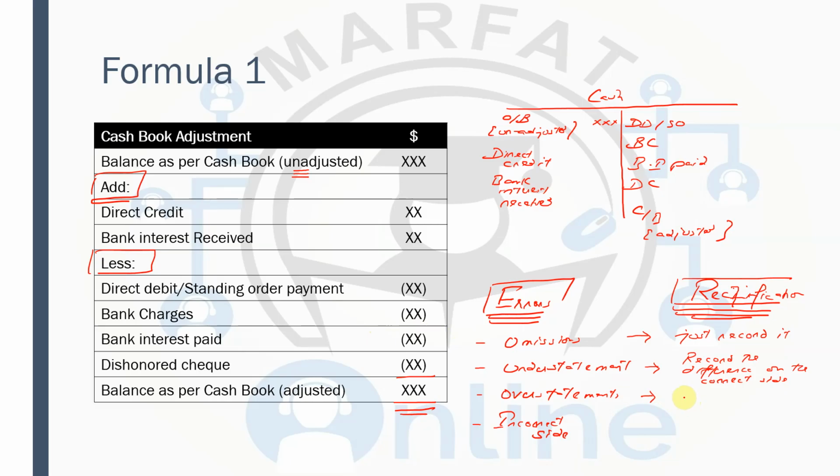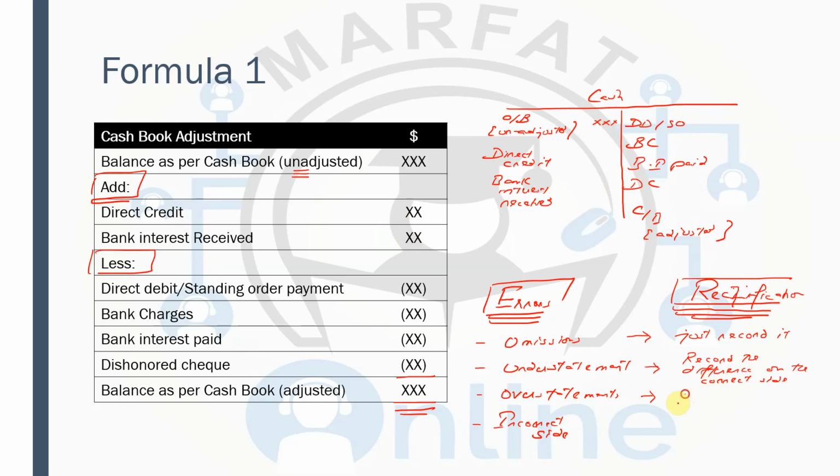Overstatement is record the difference on the opposite side. Like for example, bank interest received, you are supposed to record 100 and you recorded 150. Now take 50 on the opposite side. Bank interest is usually added, so in order to deal with the overstatement, you need to deduct the difference so that it comes to its actual amount.